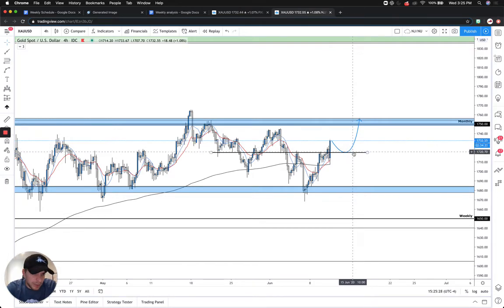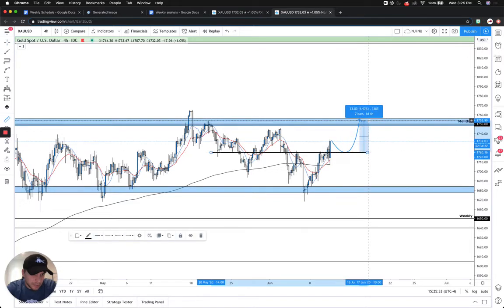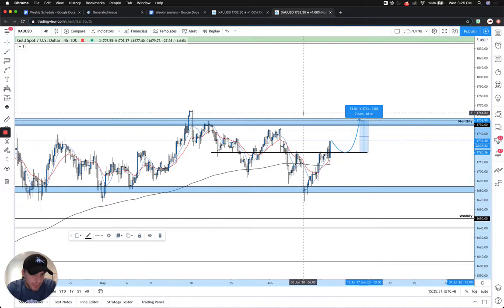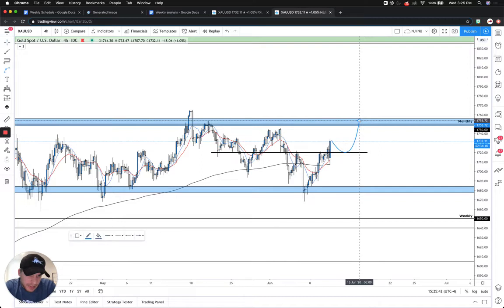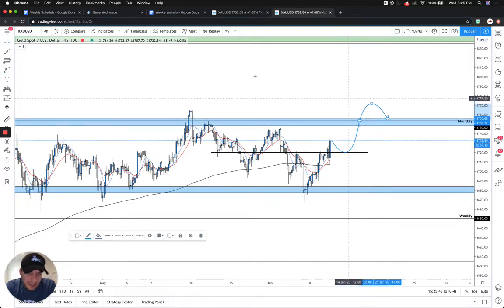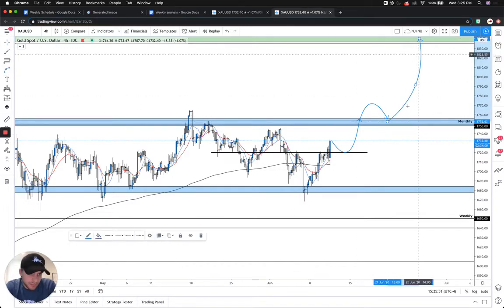About 300 pips higher from this current level. Actually, it's a little more than that. Hold on. Okay, so about 300 to the monthly. And then we want to see a nice break and retest. So you want to see a push higher, followed by a higher low with strong bullish setups.